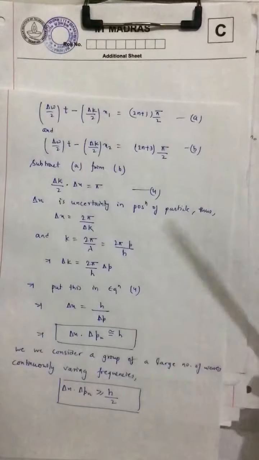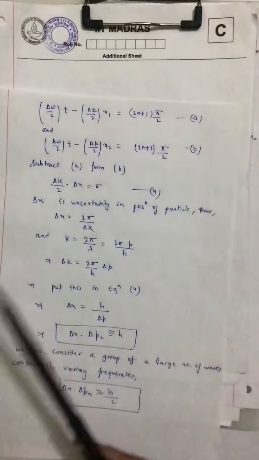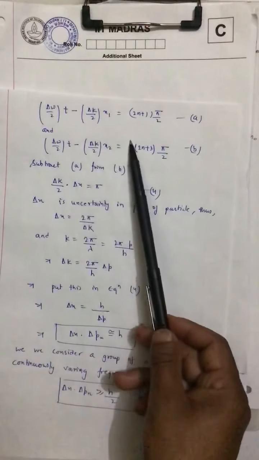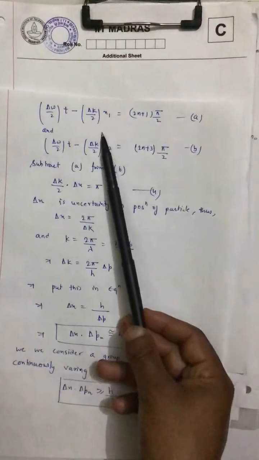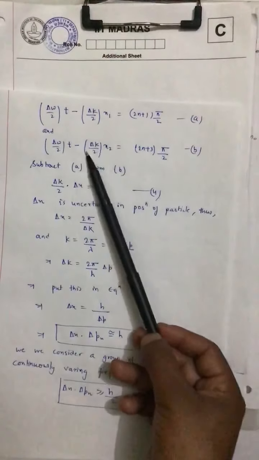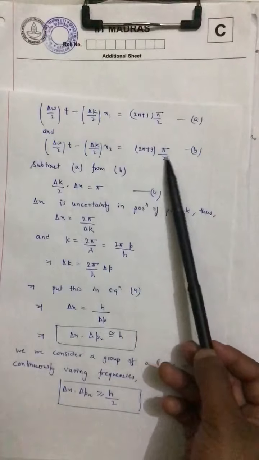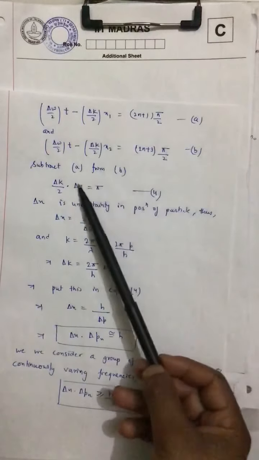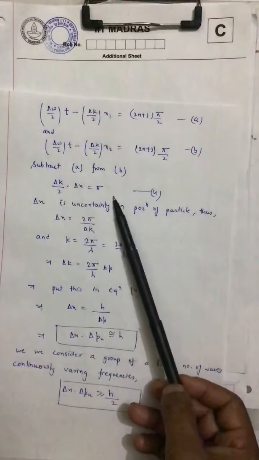that for the first node position, Δω/2 t − Δk/2 x1 is equal to (2n+1)π/2. Now this node's position satisfies this angle, okay, and the second node's position satisfies the next particular value, (2n+3)π/2. If I subtract this equation from this one, then I get this much: Δk/2 into Δx is equal to π.